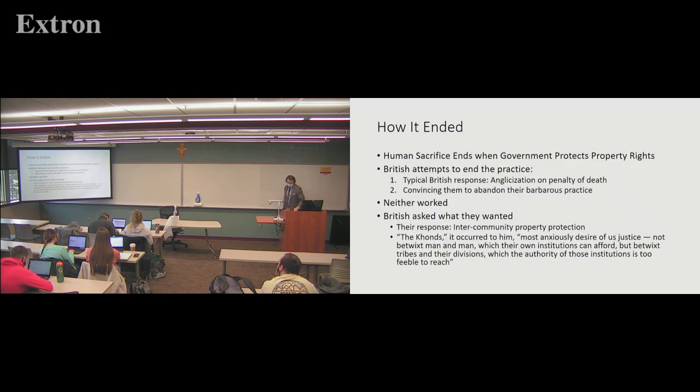All right, so if this sacrifice was so good at solving these problems, then why the hell did they stop doing it? Basically, human sacrifice ended when the government protected the property rights. When the British first found it, there were two attempts to end the practice. The first was their typical response. They tried to turn them into good British people, have them adopt their culture, on penalty of death. They told them, if you keep doing this, we're going to come in and kill the people who continue the human sacrifice.